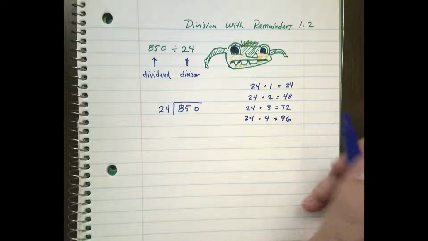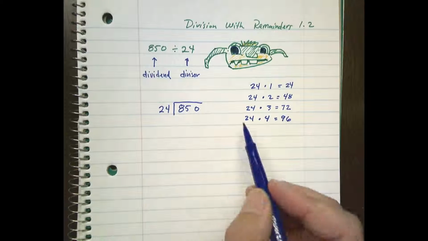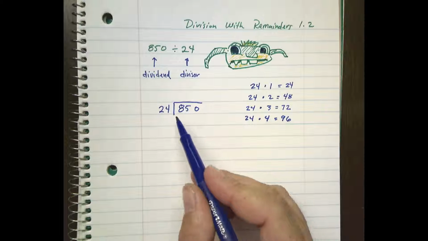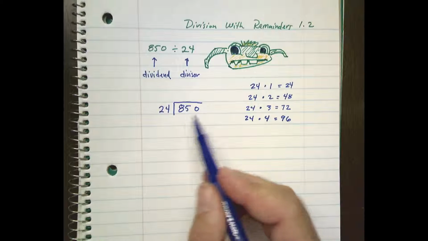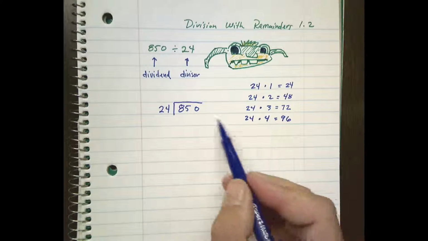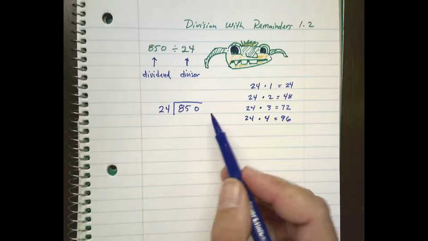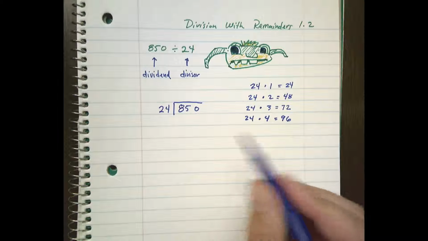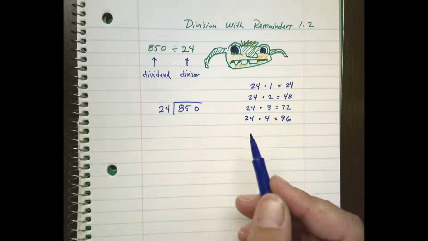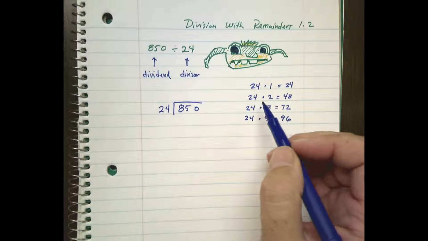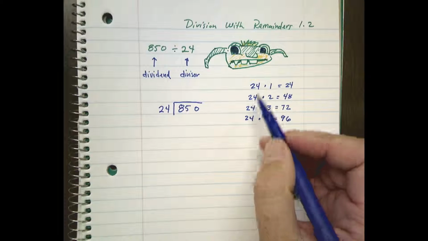I know that 24 times 4 is 96, and I'm still not at 850. I'm not going to have 4 groups. That's crazy. I need a lot more than 4 groups, because this is 96 and I need to get to 850. So I'm going to use a little trick that we used when we were talking about multiples of 10. Let's write down some multiples of 10 for multiplying by 24.